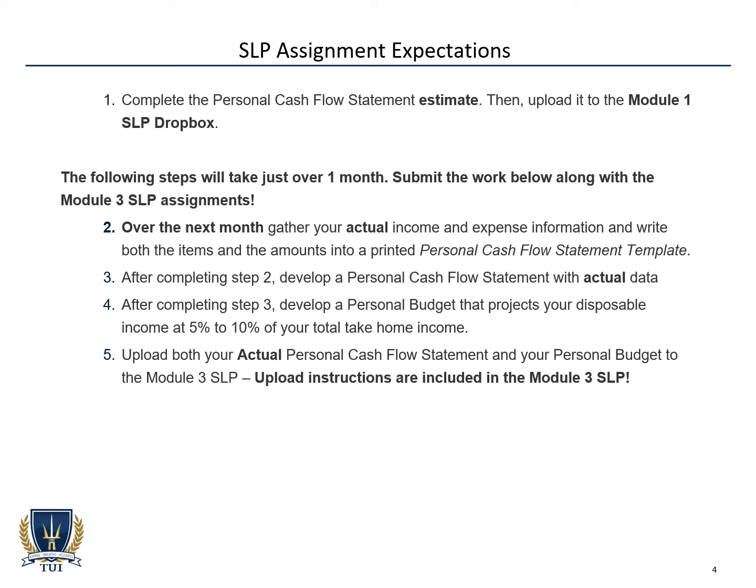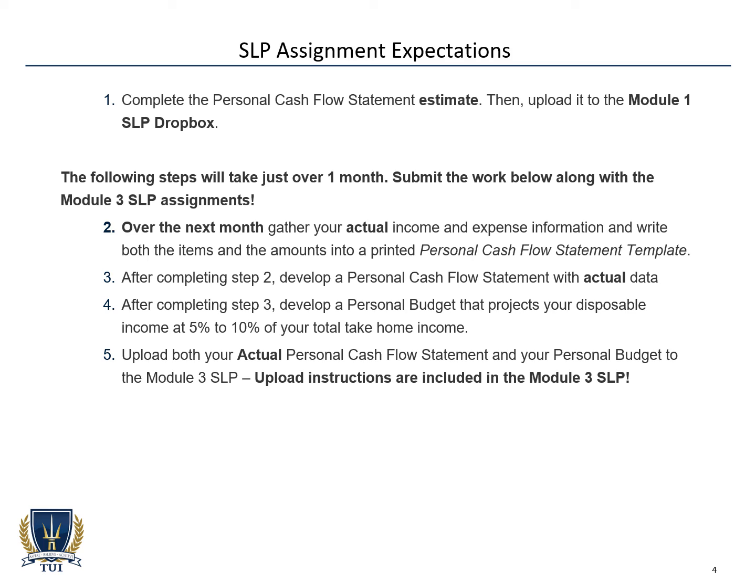You just need to turn in your cash flow statement, but you should begin tracking your actual expenses for the next month, and that way when you get to your SLP3, you'll be able to turn in your actual cash flow statement and your actual personal budget. So you want to start thinking about a budgeted cash flow statement. Now, a cash flow statement is how much you make, your net income, and how much you spend over the next month. Your budget is how much you would like to spend.